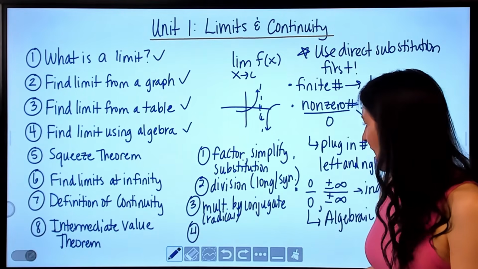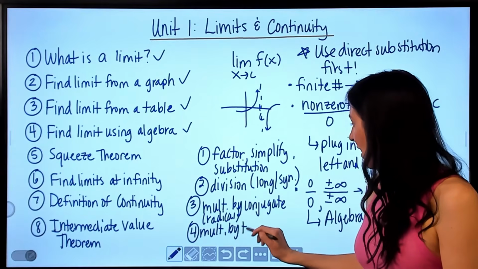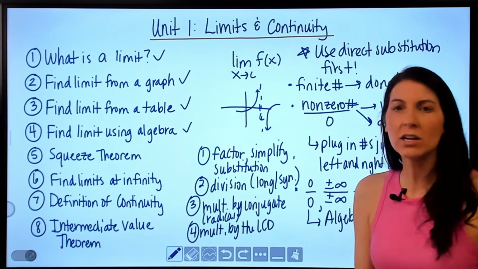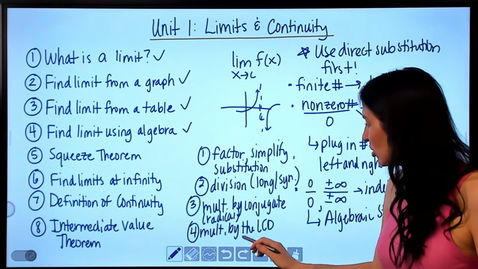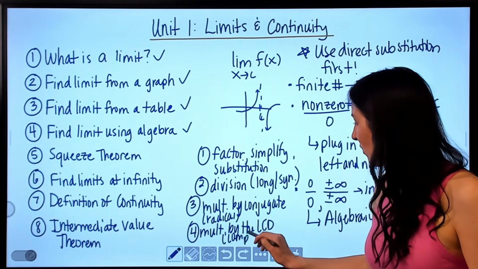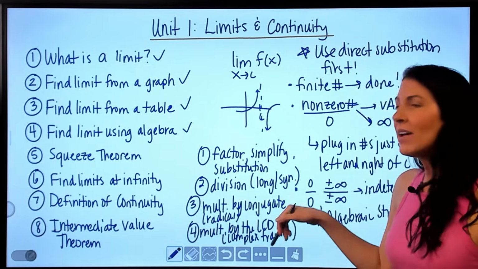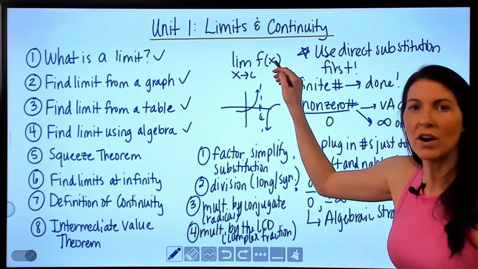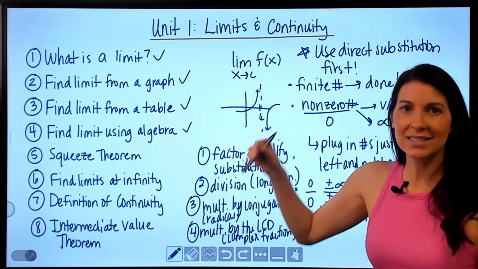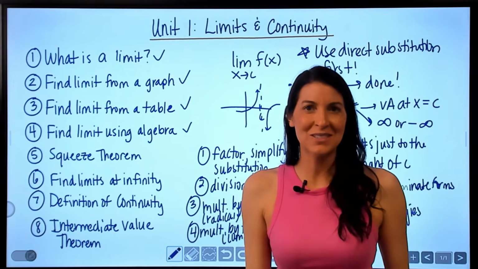And another one you could have is you may have to multiply by the least common denominator to the numerator and denominator. So again, how would you know when to use this strategy? I would use this strategy when we have a complex fraction. So lots of algebra strategies there, and the whole point is so that we can rewrite that function so that we can plug in C to find the limit. All right, so that was a biggie, find limit using algebra.